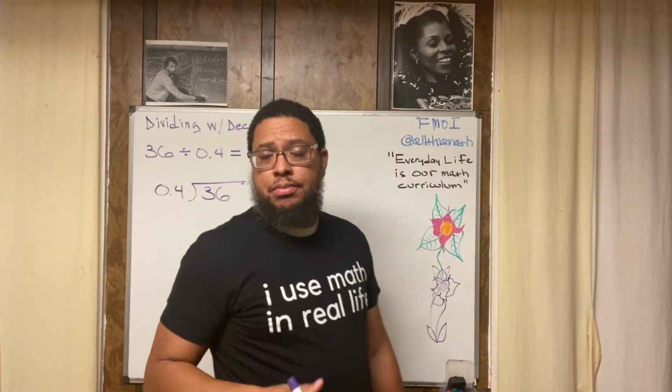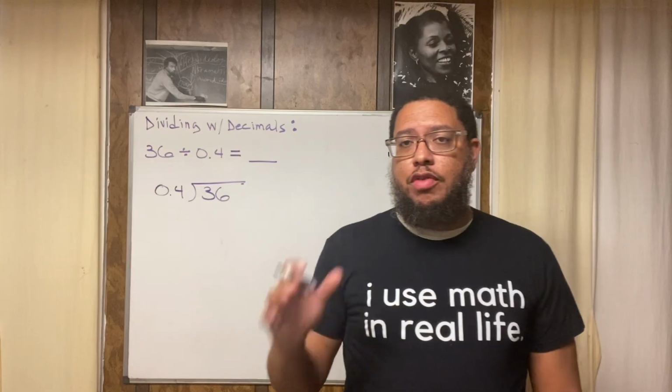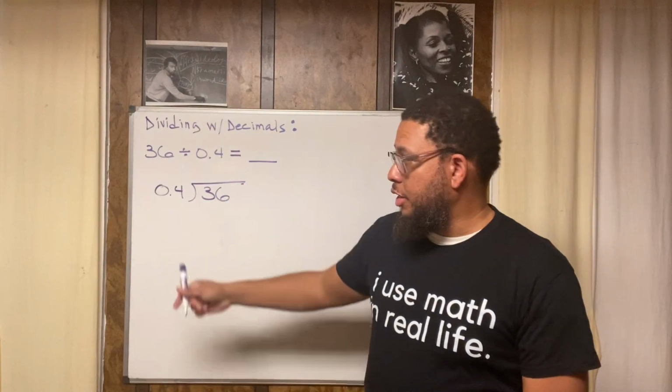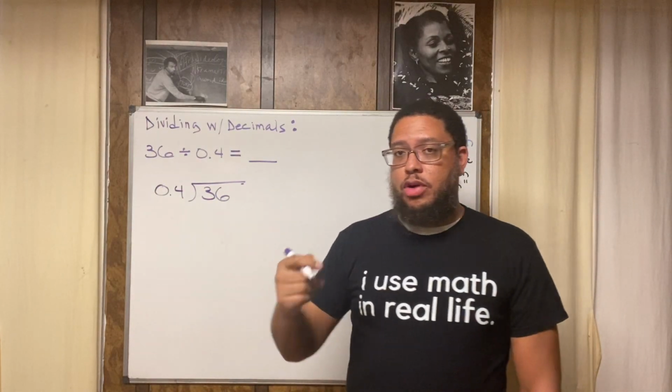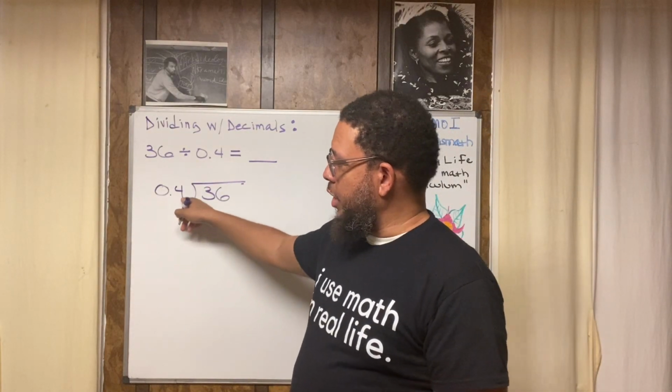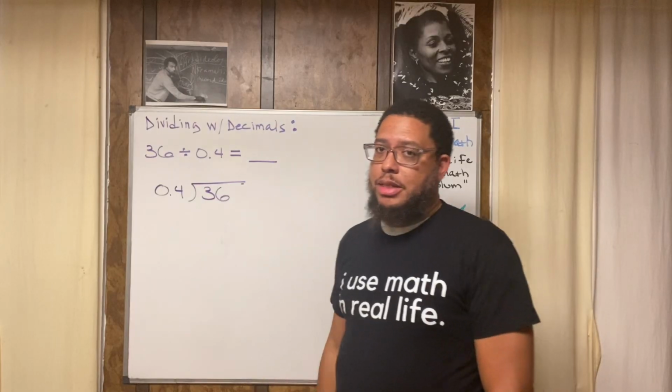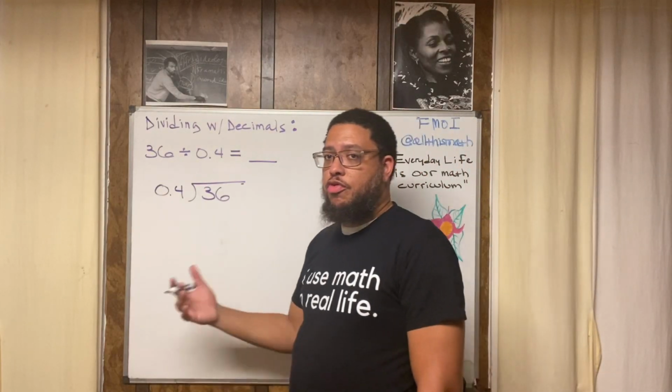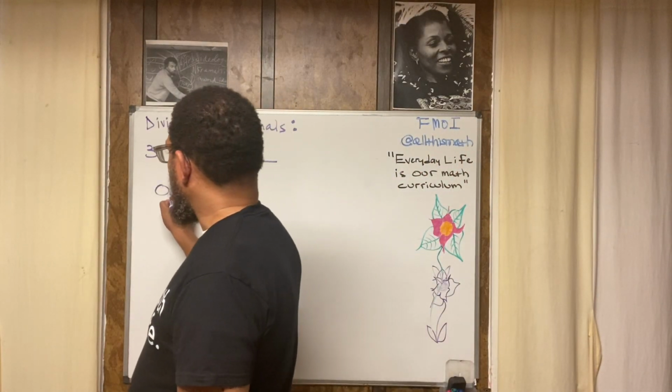But dig this though: when we use long division, our divisor needs to be a whole number. Right now, our divisor is a decimal. We want our divisor to be a whole number. So what we're gonna do is move this decimal point to the right. Basically, we're gonna multiply the divisor by 10, and that 0.4 is gonna turn into a 4, a whole 4. So it's gonna go like this.